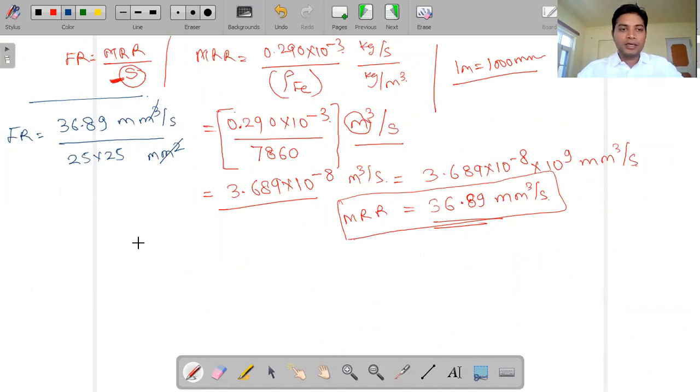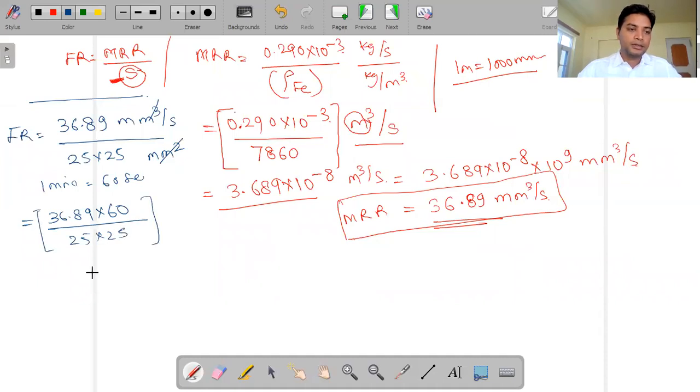Okay, so 1 minute will be equal to how much? That will be equal to 60 seconds. So 1 second will be equal to 1 by 60. So just 36.89 into 60 upon 25 by 25. Okay, can you tell me the answer of this, guys? 9.837 into 10 to the power minus 4. Okay, that will be in per minute.